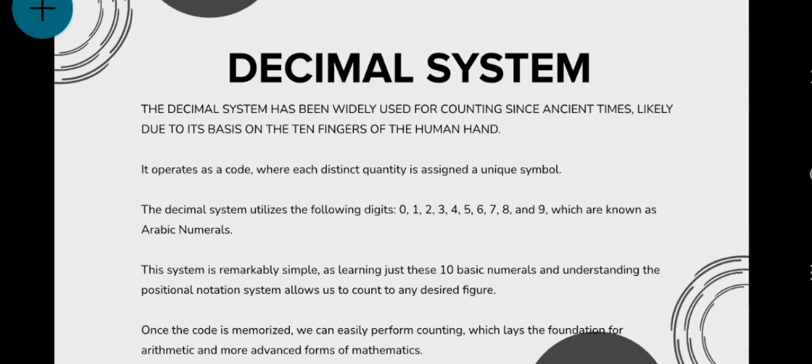This system is remarkably simple, as learning this takes basic 10 numerals, and understanding the positional notation system allows us to count to any desired figure. Once the code is memorized, we can easily perform counting lists, the foundation for arithmetic and more advanced forms of mathematics. So here, it is just the fingers on your hand, and each finger represents a symbol or a number.